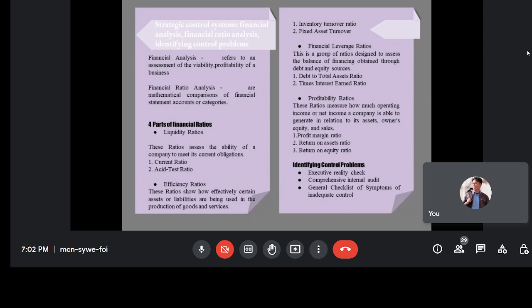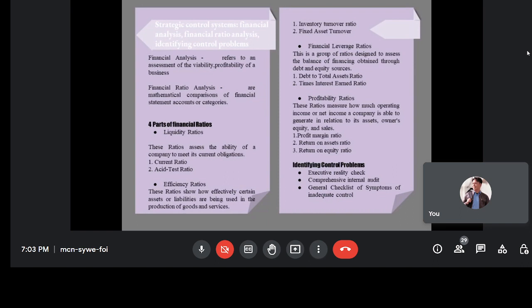Among the efficiency ratios, we have the inventory turnover ratio. This ratio measures the number of times an inventory is turned over or sold each year. The formula for this is: inventory turnover ratio equals cost of goods sold divided by inventory.